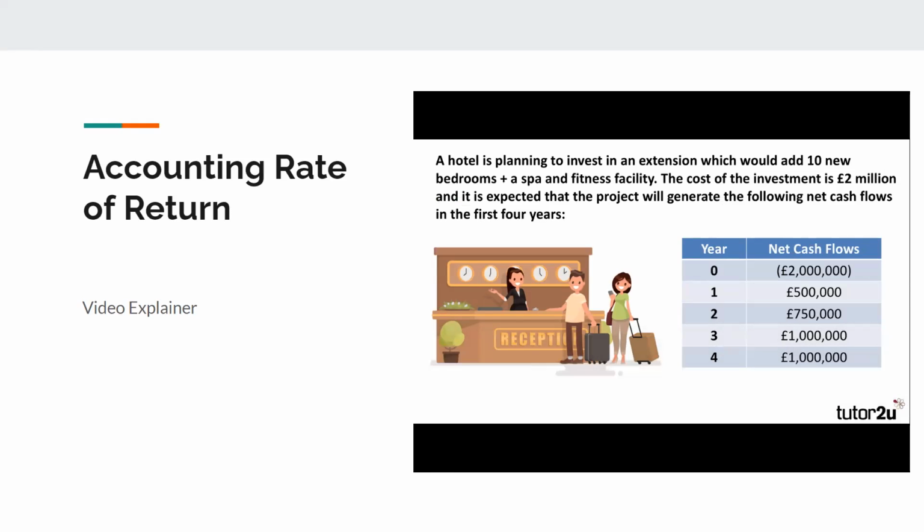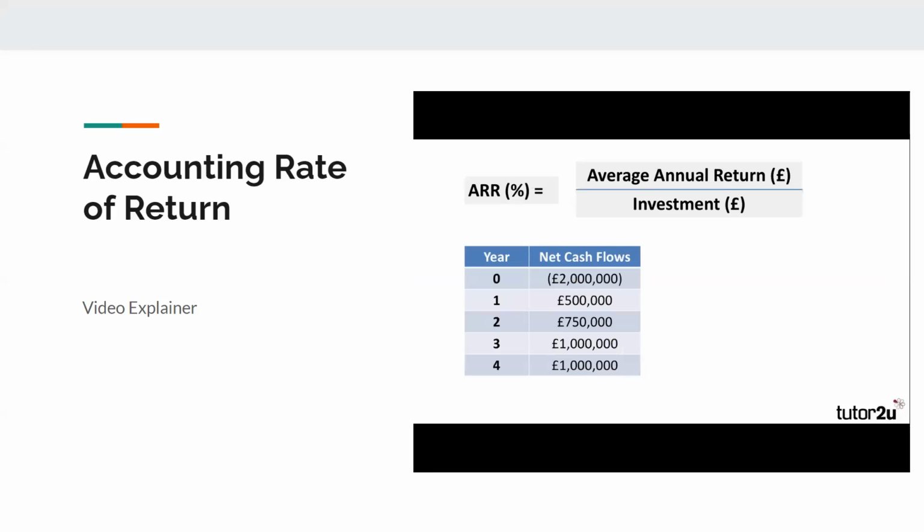Okay, so let's have a look at how we calculate ARR for this business situation. There's the formula, and there are the numbers in the table there. There are 3 steps to calculating ARR. The first step is to work out the total return of the project. What we do for this is add together the net cash flows, but most importantly, we need to remember to deduct the investment when we're working out this total return.